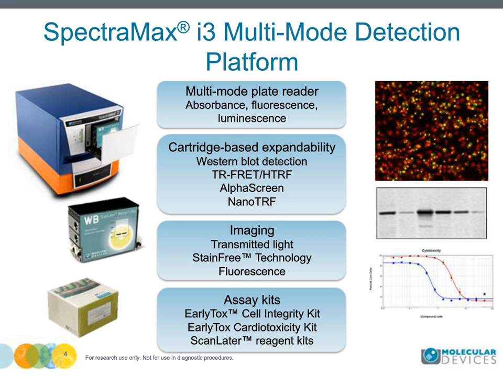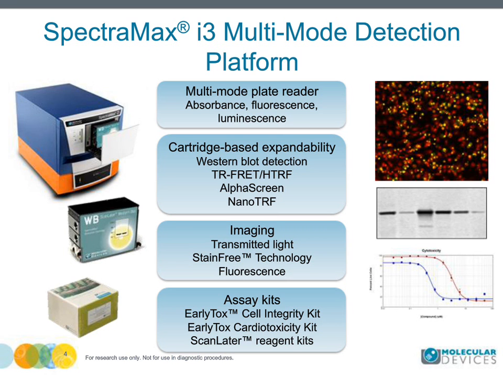In addition to these onboard modes, it has cartridge-based expandability. Several cartridges, a few of which I'm showing here, can be added to the system to add additional detection modes. Among those are Western blot detection, which I'll be showing you today, TR-FRET cartridges, including HTRF for screening, alpha screen, and coming soon, a nano TRF cartridge. We also have the capability of adding imaging to the platform, through the MiniMax Imaging Cytometer, and I'll have a few more details on that in just a moment.